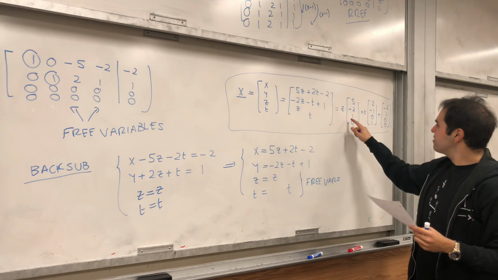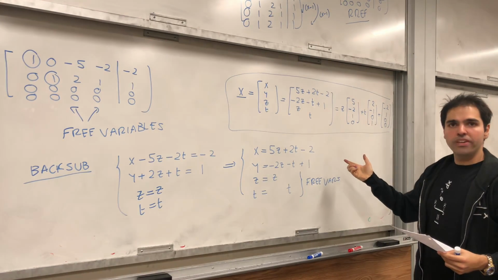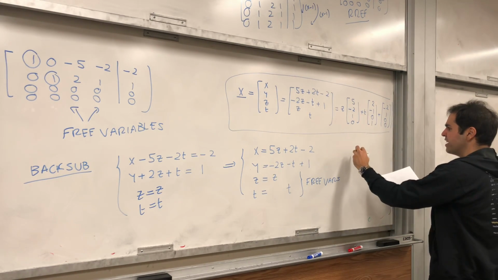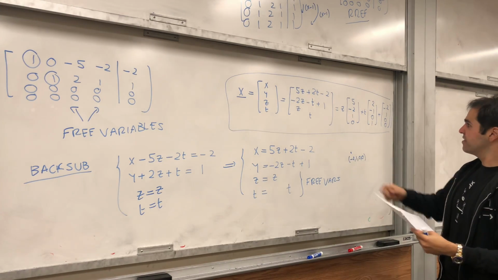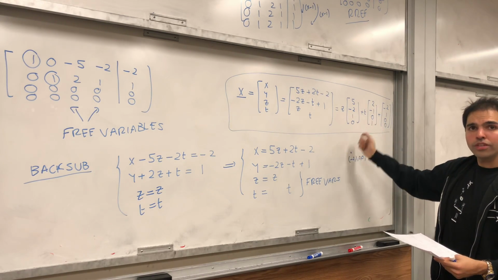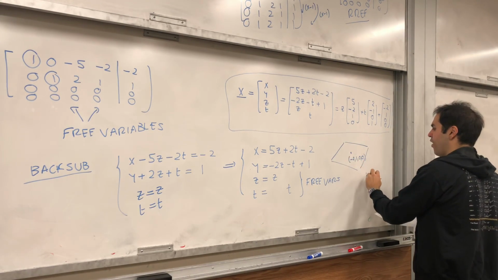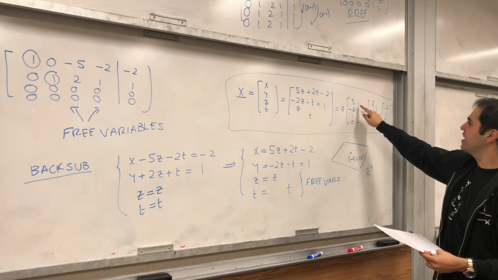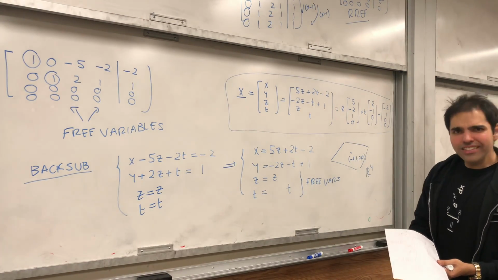And the nice thing is, based on this description, we actually get a geometric interpretation of the solution. All that this is, it's an object starting at (minus 2, 1, 0, 0) in 4 dimensions. But because there are two free variables, they are two parameters, which means the solution is actually a plane in R4. A plane in 4 dimensions, directed by the vectors (5, minus 2, 1, 0) and (2, minus 1, 0, 1). So this is really cool.